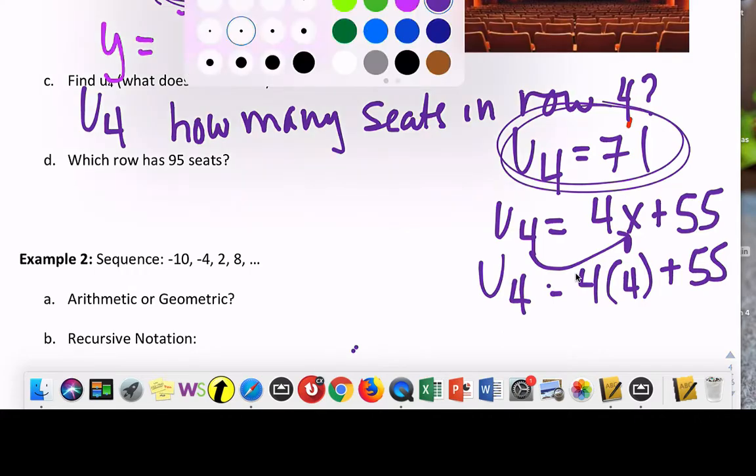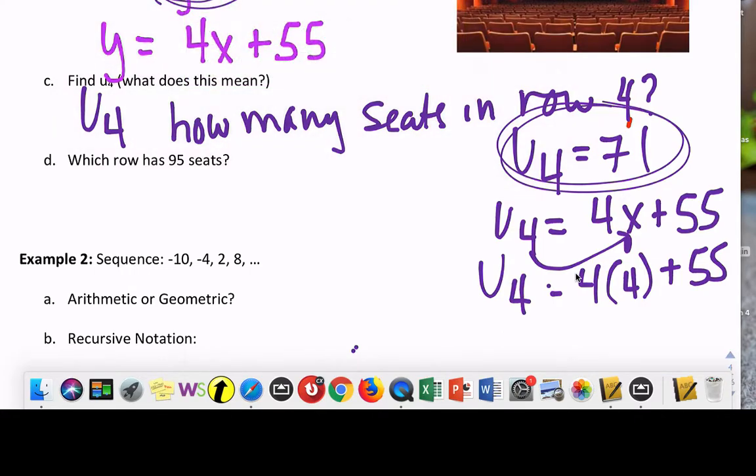All right, D, how many seats are in row 95? All right, I'm going to show you how to do it a few ways. So I'm going to pop my calculator up. It'll take a second, I think. And I'll also show you how you can use it with the linear equation. So here, 95 seats. Here is the explicit formula.